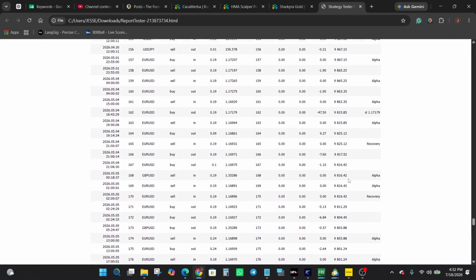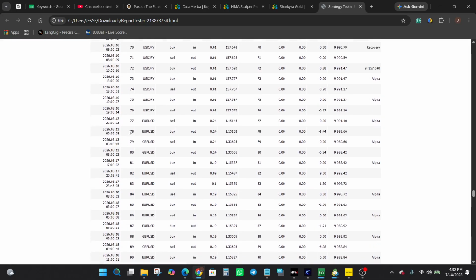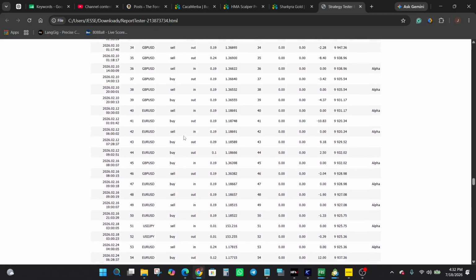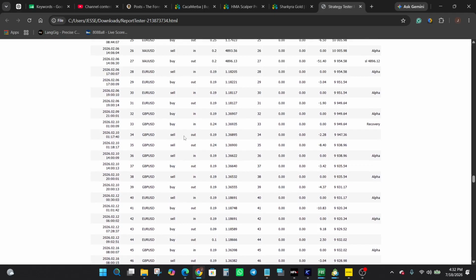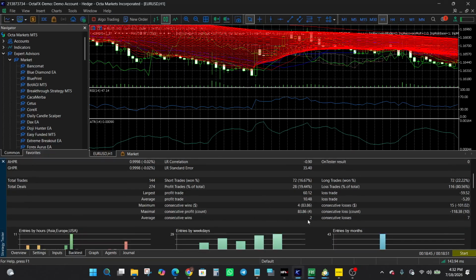So looking at the trade log, you can see the times and the trade history, right? Okay. And then when you also look at the maximum consecutive wins and losses, you will see that there was a stretch of 10 consecutive losses. We can see here maximum consecutive profit was 4, but the maximum consecutive loss was 10.